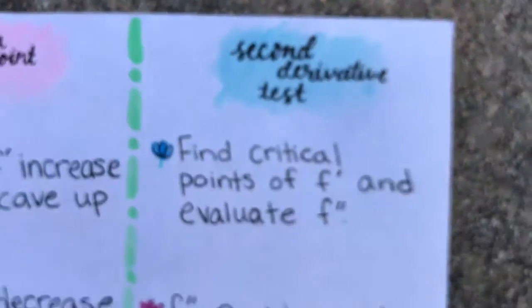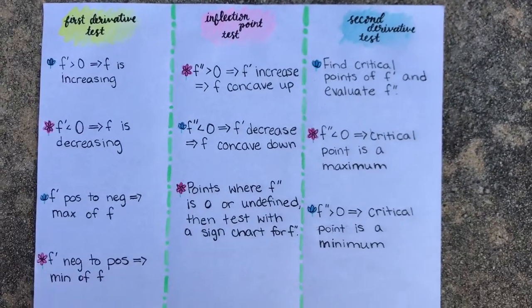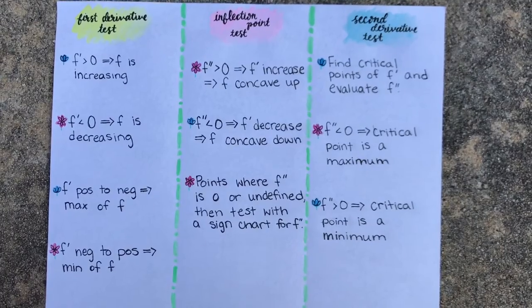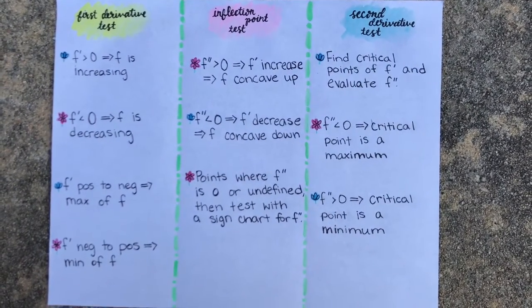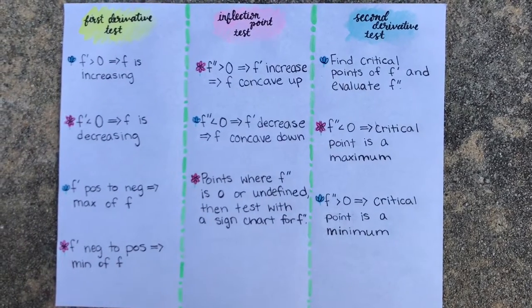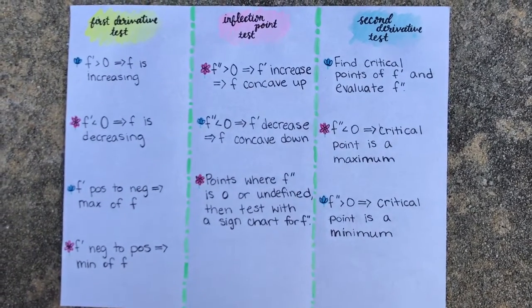Last is the second derivative test. The second derivative test can be used, for example, when you have critical points. To find those critical points, set the derivative of the function to 0 and find the x values. Then find the second derivative and plug in those x values. If what you get is greater than 0, that means the critical point is a maximum. If you get a negative number, then the critical point is a minimum.